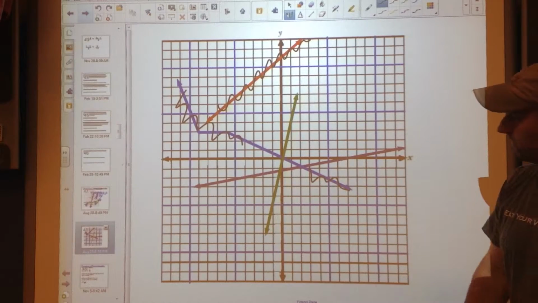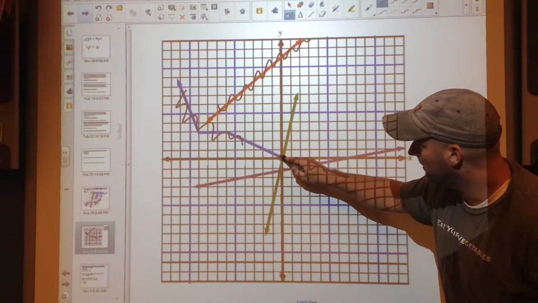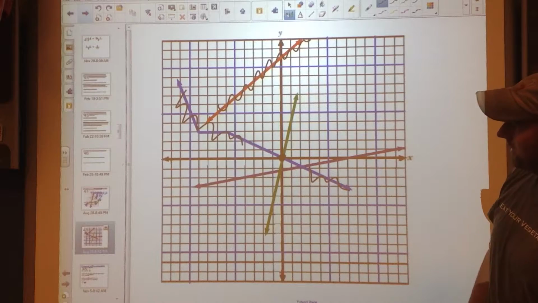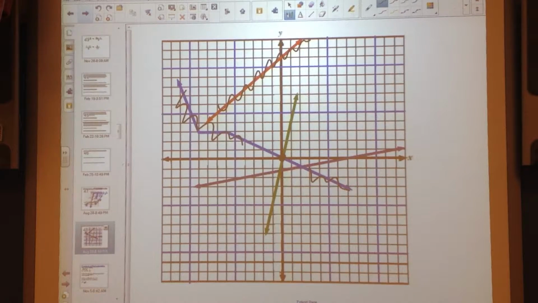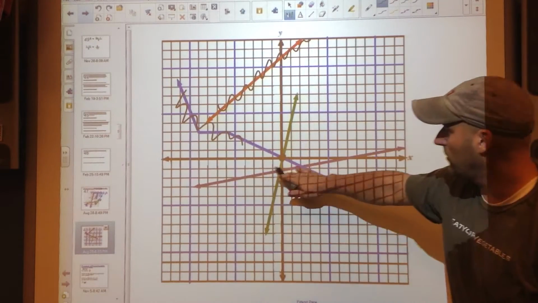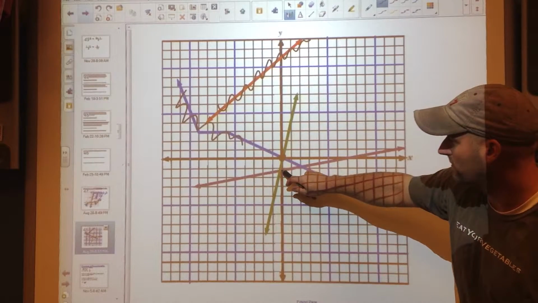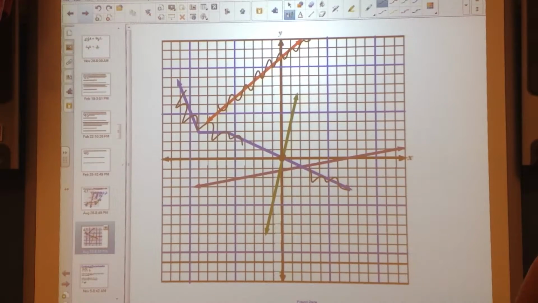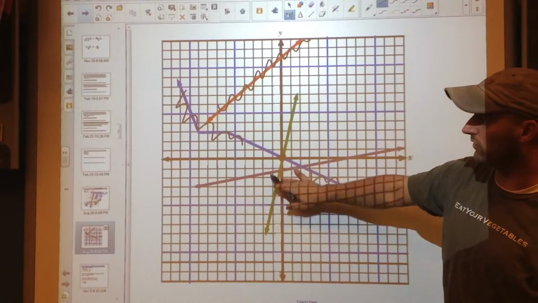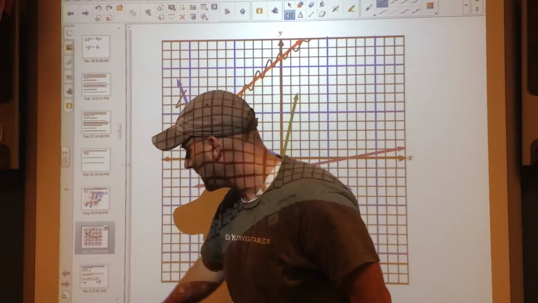Let's look at the green one. The green one goes through the origin, goes in a positive manner. It is linear. Guess what? That one right there is proportional. Let's look at purple. Purple also is going in a positive slope, but however, I can already tell it does not go through the origin, so it is not proportional. So really, the green one was the only one that we had that was proportional there.